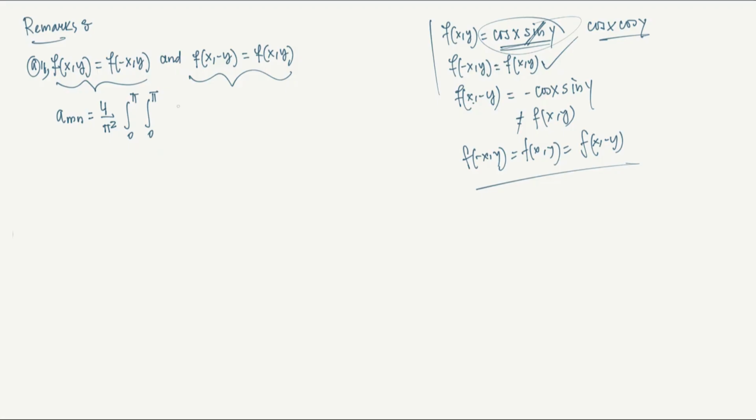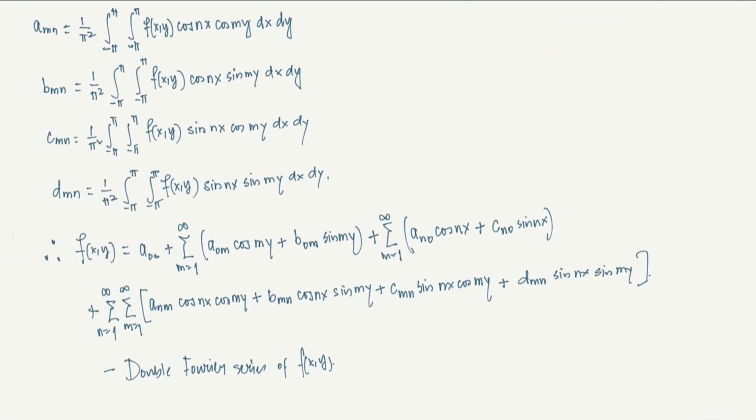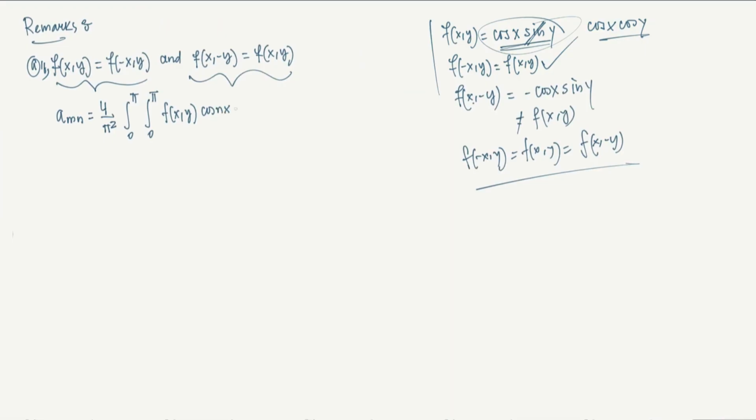And then you have f of xy and cosine nx, and then cosine my dx dy. So this is this. Therefore amn is given by this, and f of xy, how can we write it?